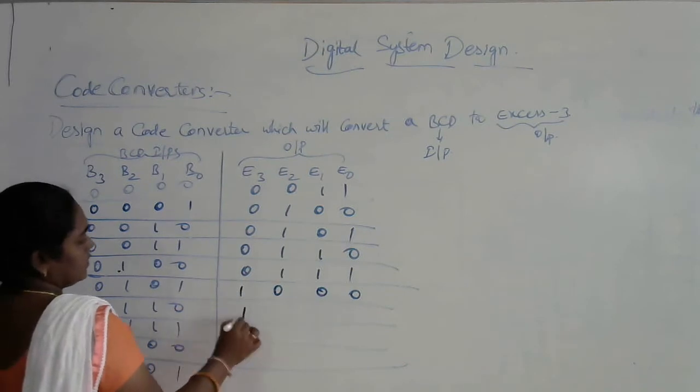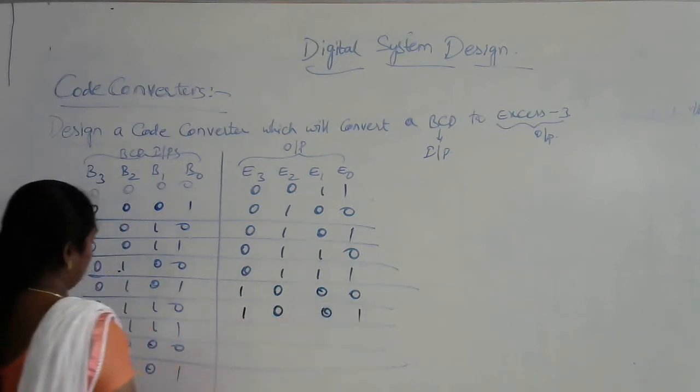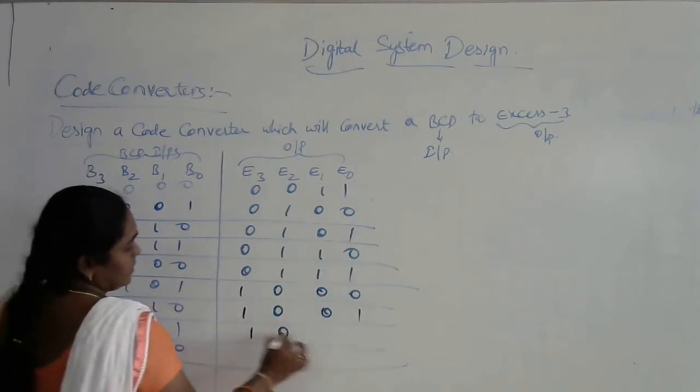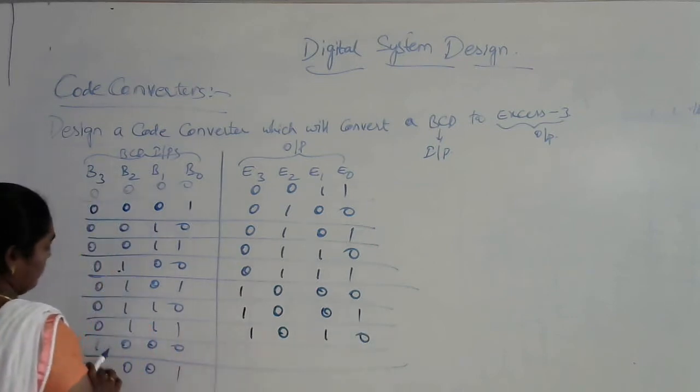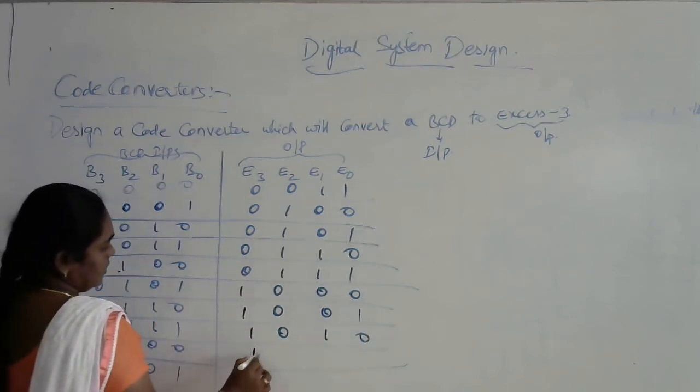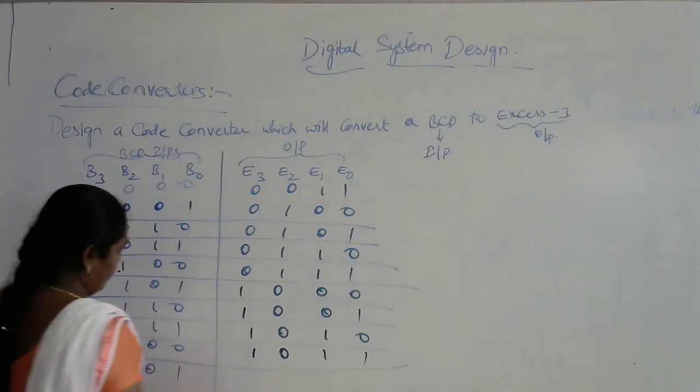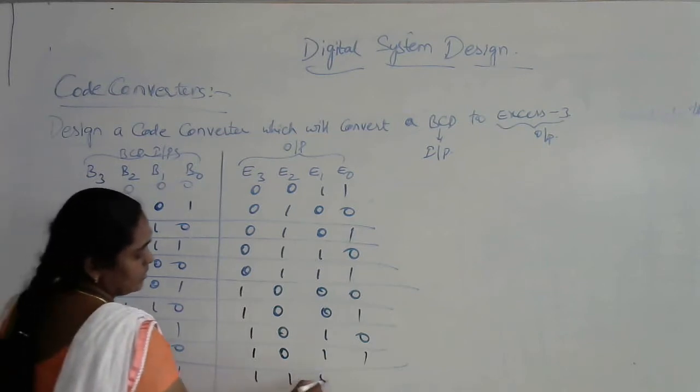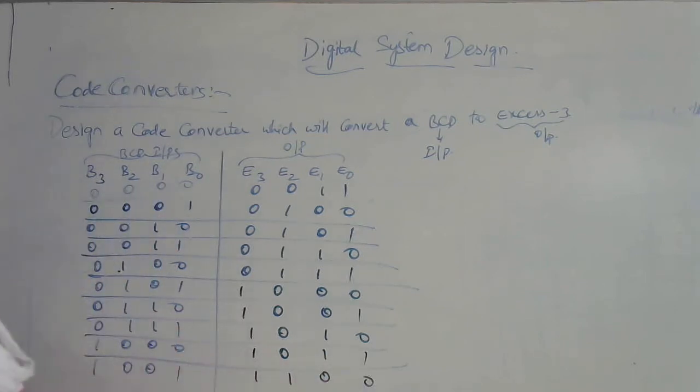This is 6, 6 plus 3 is 9, 1001. This is 7, 7 plus 3 is 10, 1010. This is 8, 8 plus 3 is 11, 1011. And the last one is 9, 9 plus 3 is 12. So this is the truth table for BCD to XS3 code.